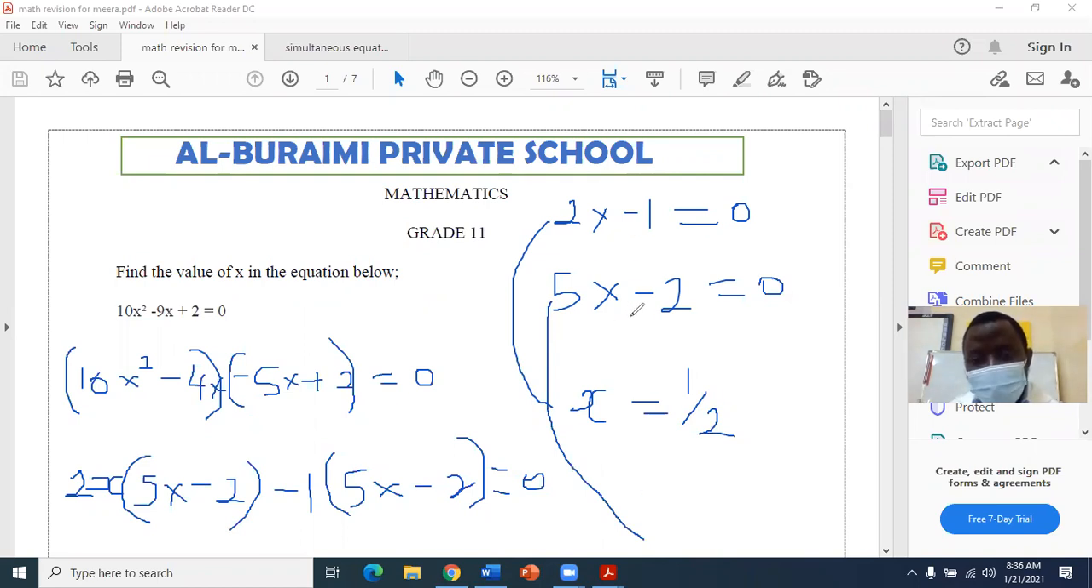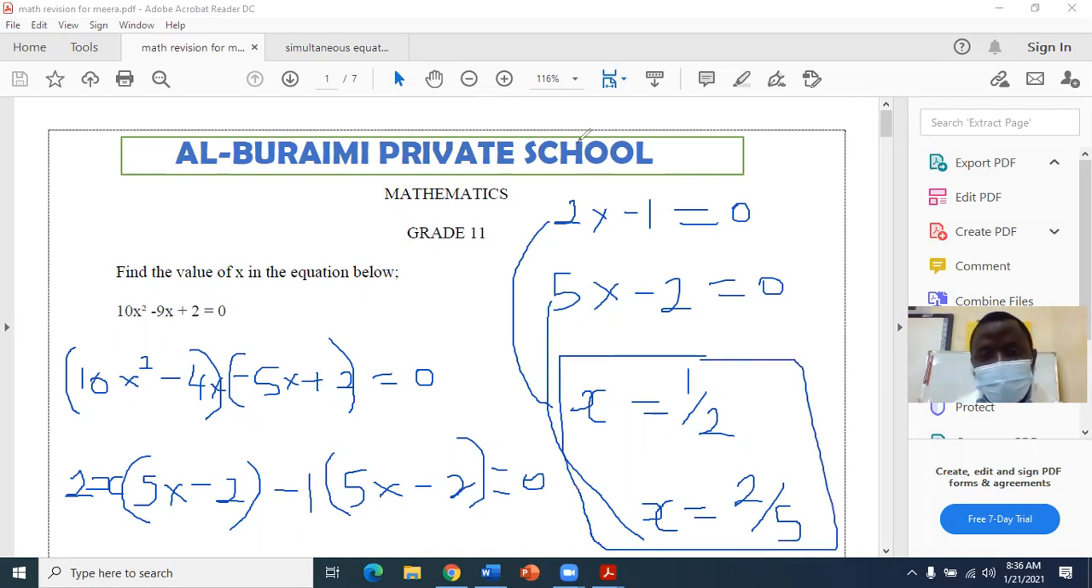Now, this one, my x is going to be 2/5. Because I will take -2 to the other side, it becomes +2. Then I will divide the two sides by 5. Then I have this. So this is what we are looking for using factorization method. All right, so let's go to the other questions.